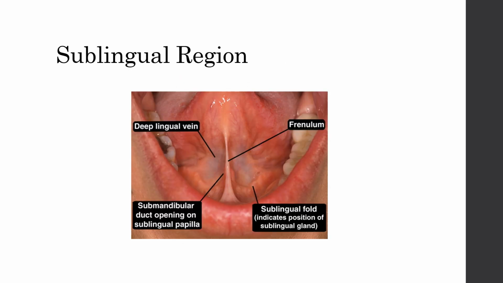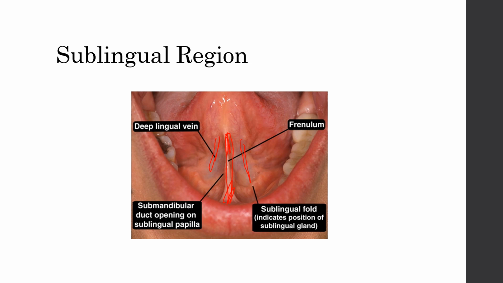The sublingual region is below the tongue and can be seen when the tip of the tongue is raised to the roof of the mouth. The features that can be seen are the frenulum, which is a midline septum of mucous membrane which unites the inferior aspect of the tongue to the floor of the mouth. Lateral to that, we can see the deep lingual veins through the mucosa.